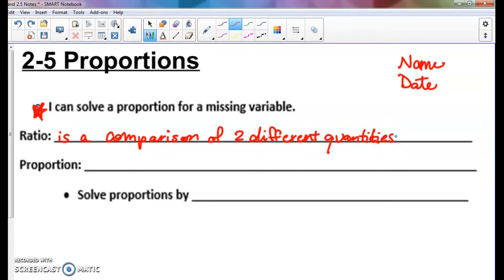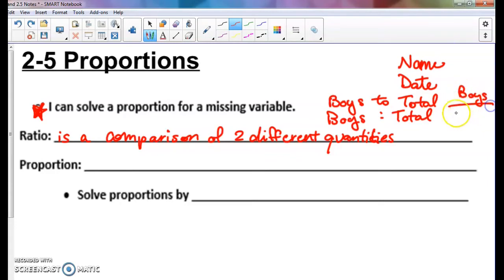And that comparison can be as simple as knowing how many boys are in a class to the total amount of people in the class. And then you could have boys to your total amount of students written with a colon. It still reads boys to total. And you can also write it as a fraction. So those are the 3 different ways we usually see. For the most part, fractions are the ones we see the most in high school. Those are the ones we're going to see the most today.